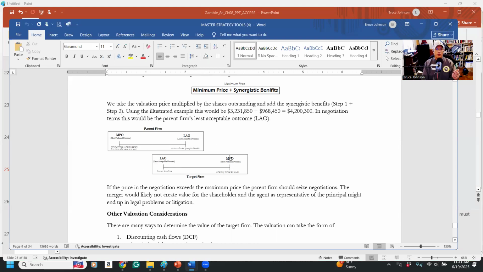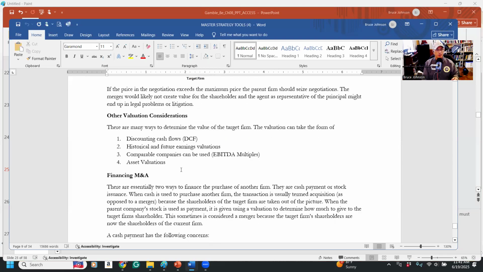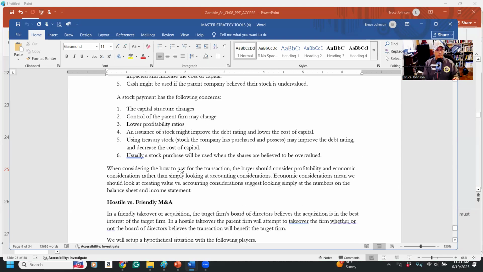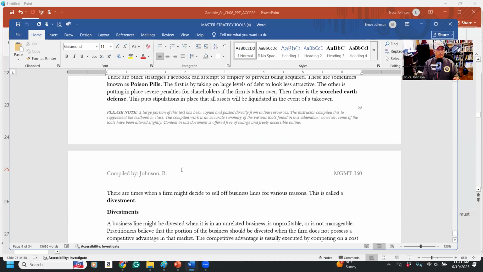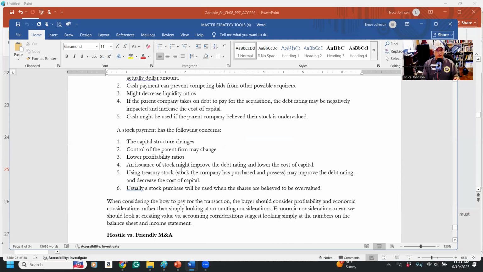Tesla, on the other hand, wants to put their most preferred outcome. It might be $322. Their least acceptable might be $19.70. Okay. So that's how we set those MPOs and LAOs.